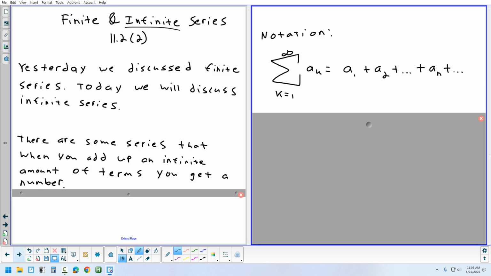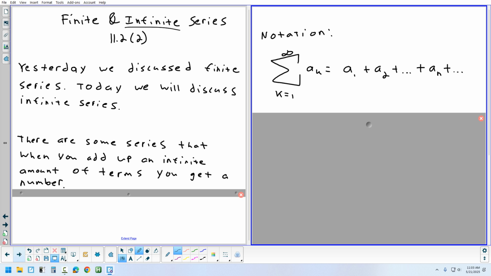So if you want to write adding up infinitely many numbers, we're going to borrow the notation from yesterday, but what's going to look different is the top on this sigma. Yesterday, we always had a fixed value on the top, whether you knew the fixed value or you didn't. Today, what's on top of the sigma is an infinity symbol. That represents starting at 1 and adding up infinitely many terms.